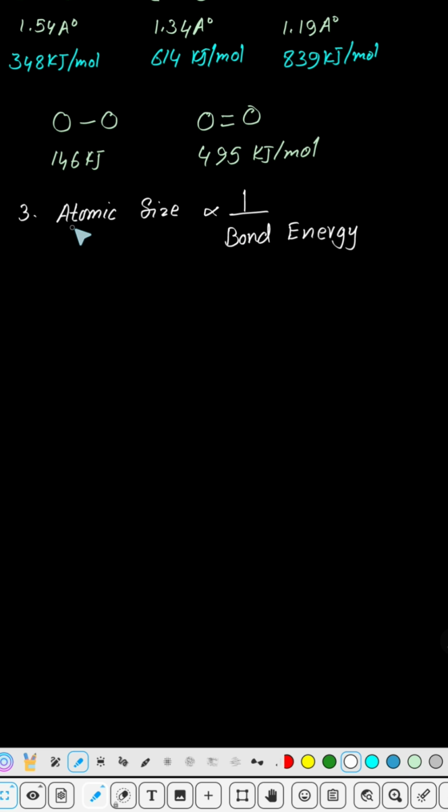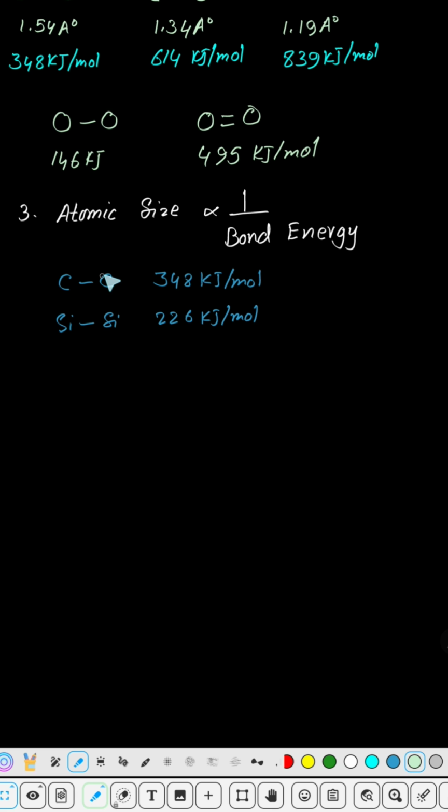The next factor is atomic size, which is inversely related to bond energy. If we have smaller atoms, the bond energy will be higher, and if we have larger atoms, the bond energy will be low. For example, carbon single bond carbon has the bond energy of 348 kilojoule per mole, while silicon single bond silicon has a bond energy of 226 kilojoule per mole.